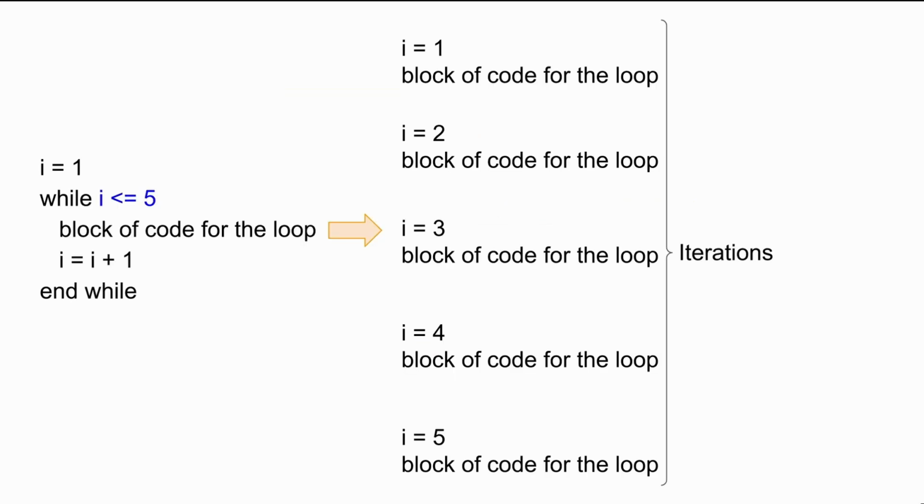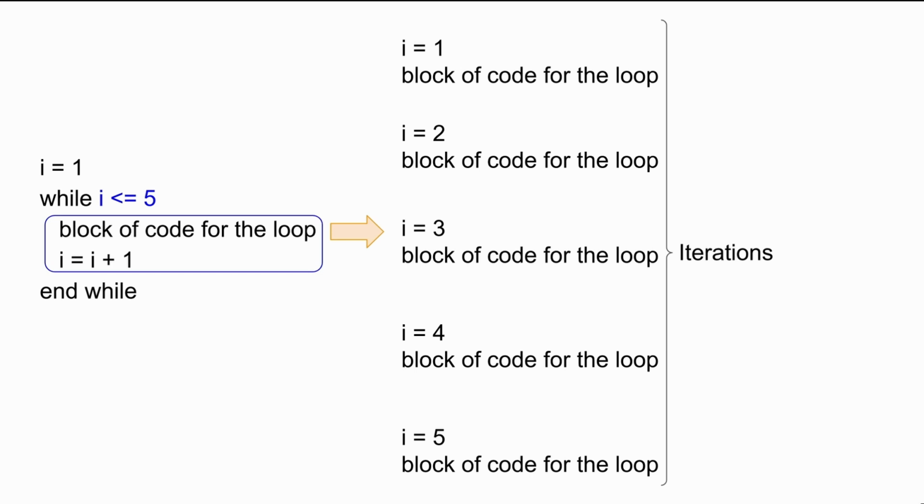Just like the for loops, while loops also have iterations. Every time the block of code in the loop gets executed is one iteration. Here, we are initializing I to 1 before entering the loop. Then we start the while, including the condition. In this case, I must be less than or equal to 5 for the loop to keep going. Inside the while, we do our block of code for the loop and increase I.